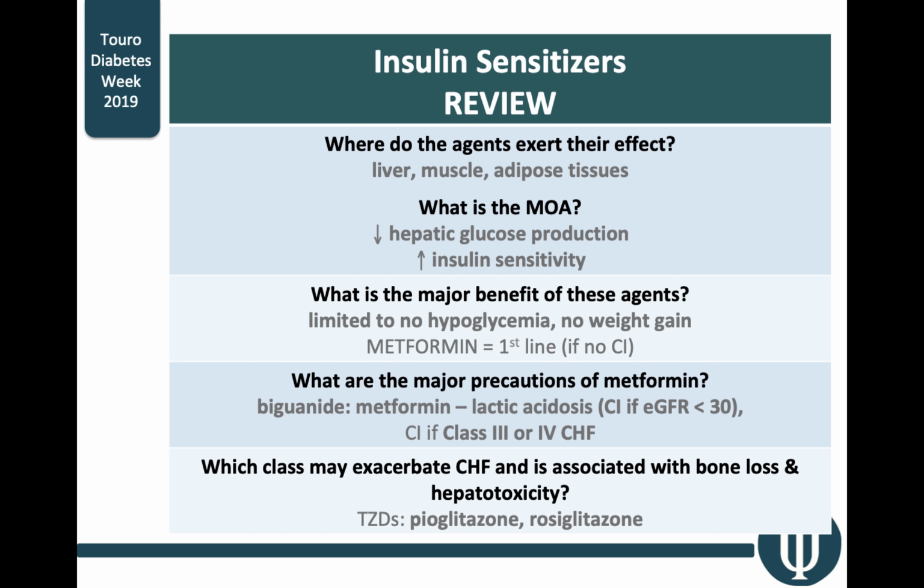So what are the major precautions of metformin? For metformin, we need to worry about lactic acidosis, especially for those whose eGFR is lower than 30. Also, for those who have class 3 or 4 congestive heart failure, we will not use metformin. The last question, which class may exacerbate CHF and is associated with bone loss and hepatotoxicity? They are the TZDs, pioglitazone and rosiglitazone.